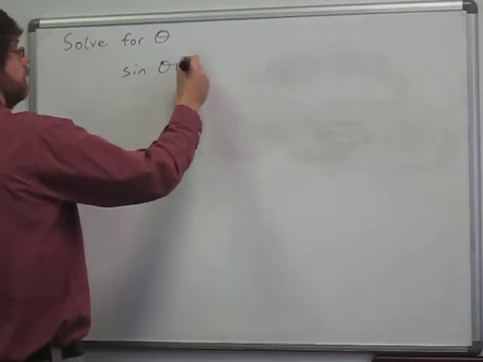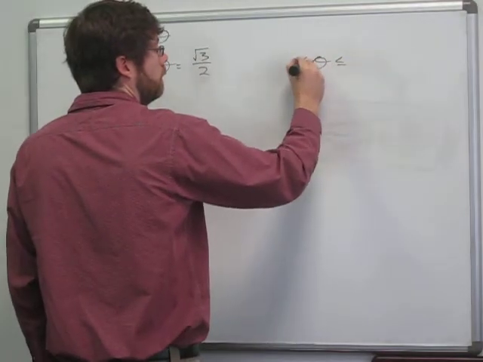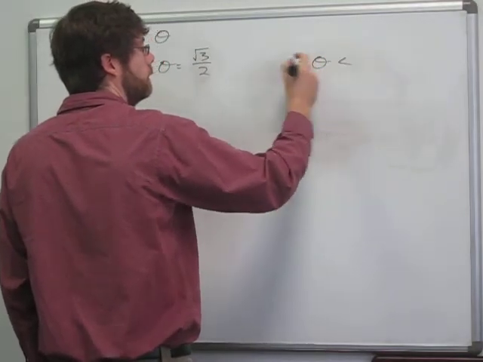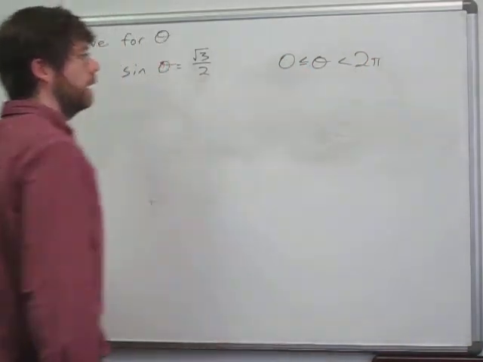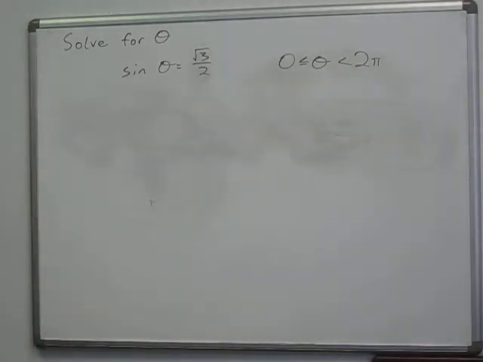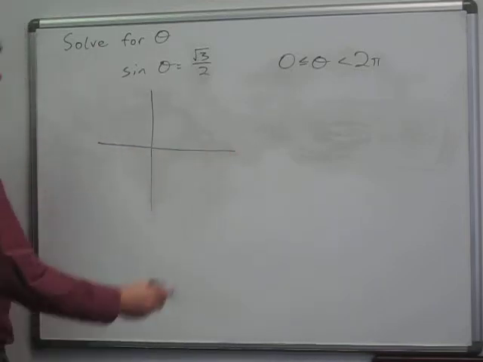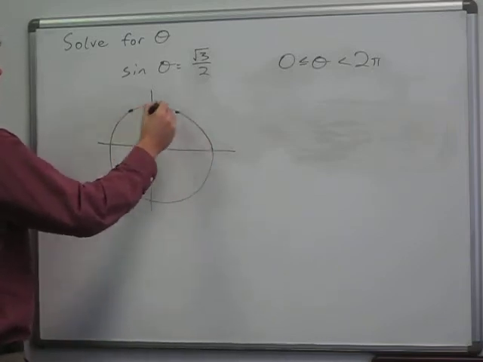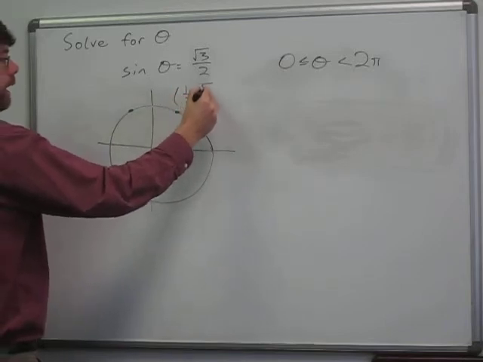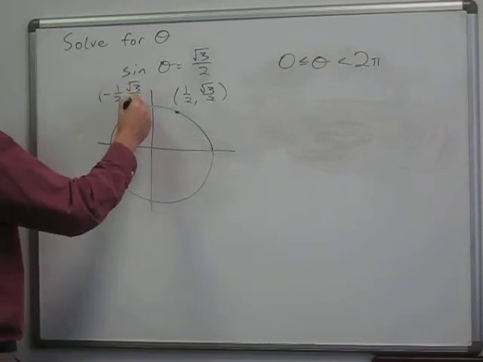So what if the sine of theta is root 3 over 2, and now our theta is greater than or equal to 0, but strictly less than 2 pi. So theta can be at most one trip around the circle. So let's see here. Sine value of radical 3 over 2. That's going to occur at the point 1/2, radical 3 over 2 and negative 1/2, radical 3 over 2.